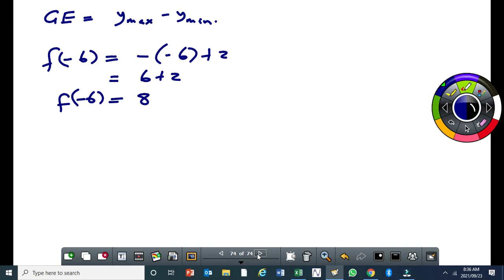Is there anybody who has got any questions? Please, let's be honest. If you feel that maybe I need to clarify something. So GE is going to be equal to 8 minus 0, which will give me 8 units.